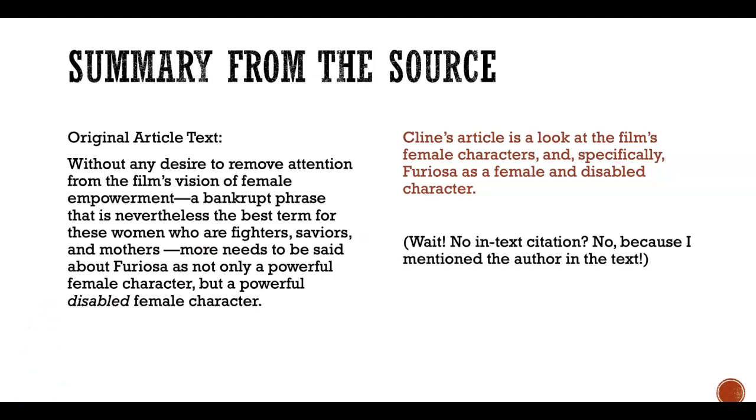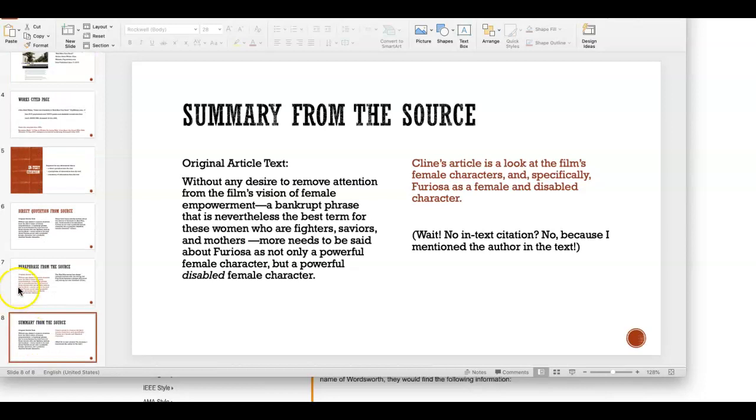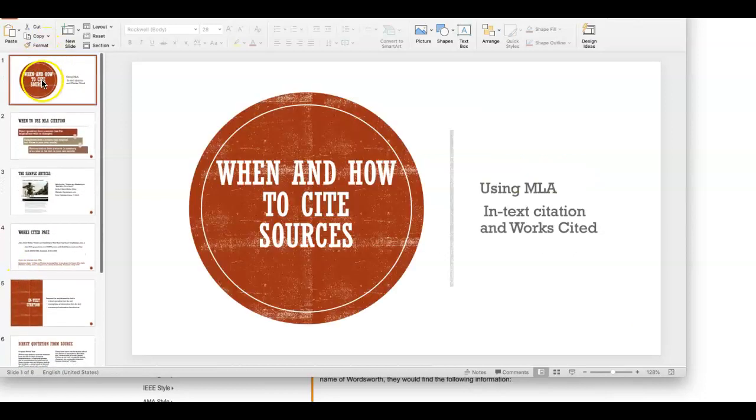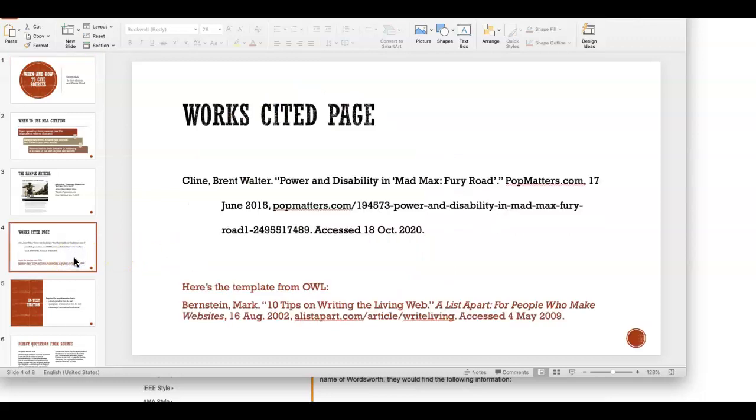So when you are looking at citing your sources, you really do want to make sure that you're looking at, am I quoting it? Am I paraphrasing it? Or am I summarizing it? And if I am, then I definitely need to make sure that I am not only using in-text citation, but I also have that works cited page at the end.